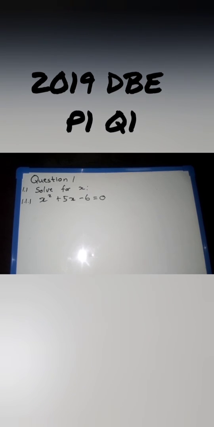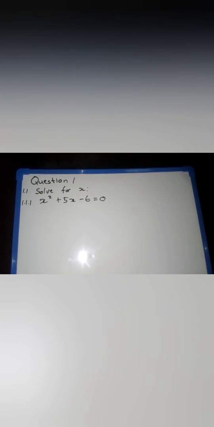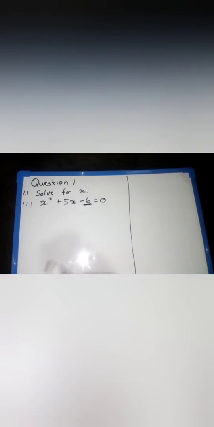This is the 2019 BBE maths paper, and this is question 1. We'll be doing question 1.1. So here we've got x squared plus 5x minus 6. The trick that I usually use is to find the products of the number you see.